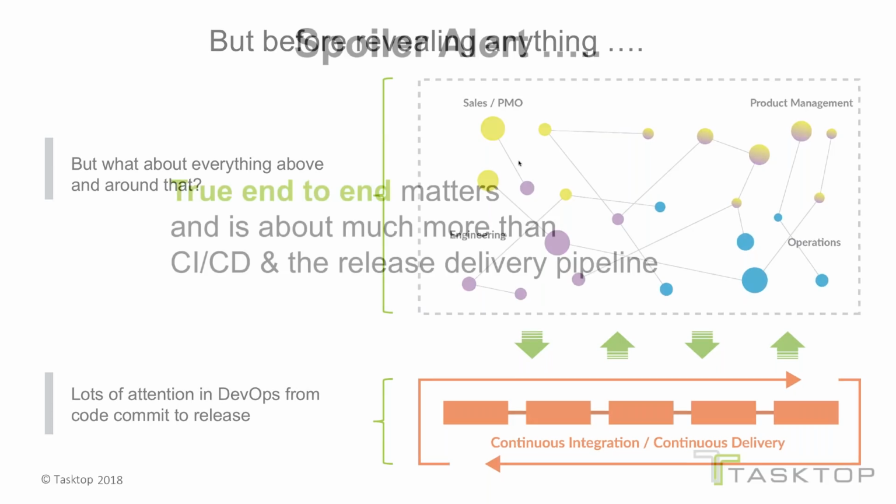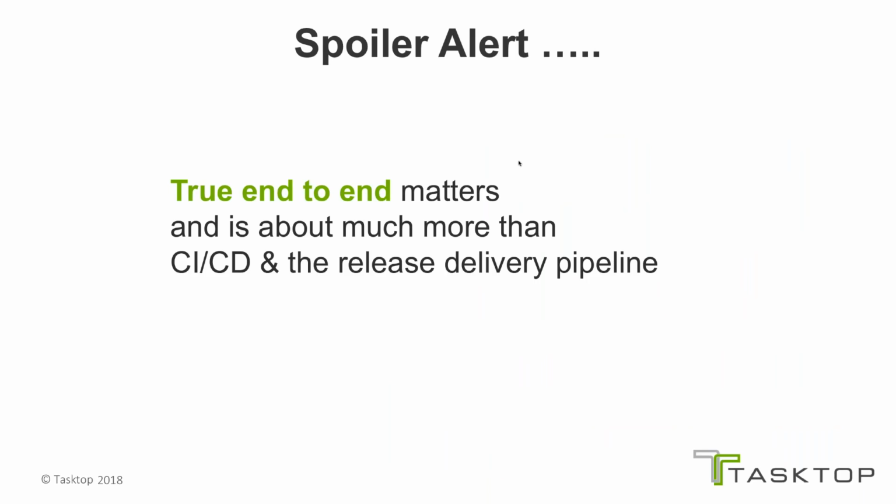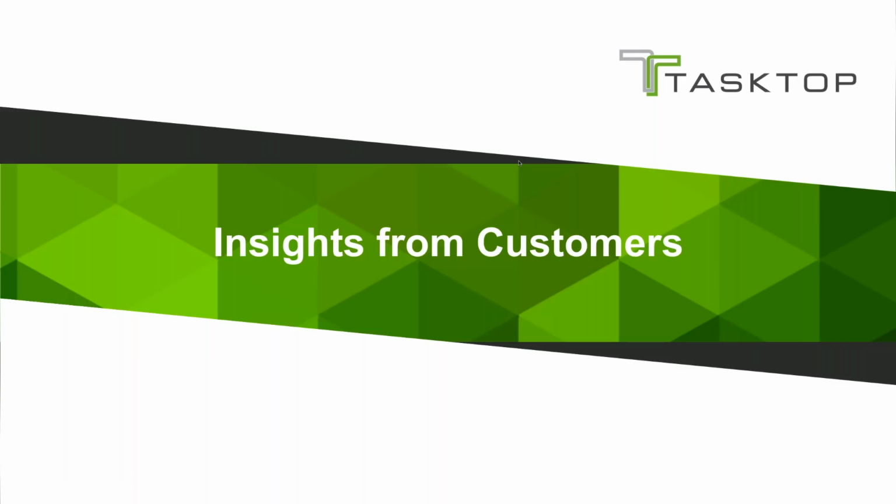And so the kind of spoiler alert to what Chandler is going to walk you through is that true end-to-end matters, and it's about much more than only the CI/CD and release delivery pipeline. Of course, that part is super important as well. But I think you'll see in these coming integration patterns the value and importance of the ideate, create, and operate pieces as well. So with that, I am going to pass over to Chandler to walk through the results of our research. Chandler, over to you.